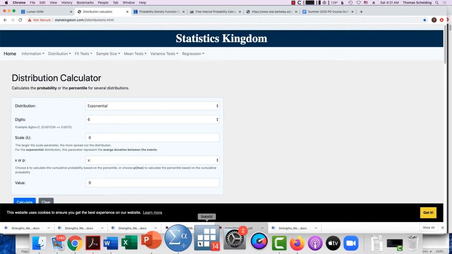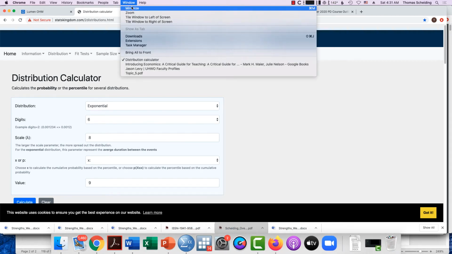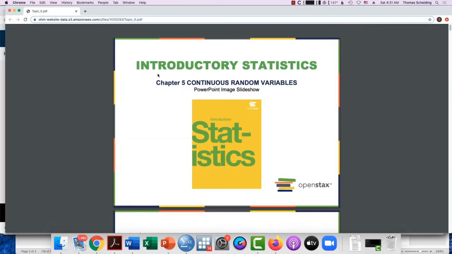Hello, everybody. I want to at least talk a little bit about module number 5. And some slides are not really relevant to what we're trying to do here in this summer course. So let's just go from there.